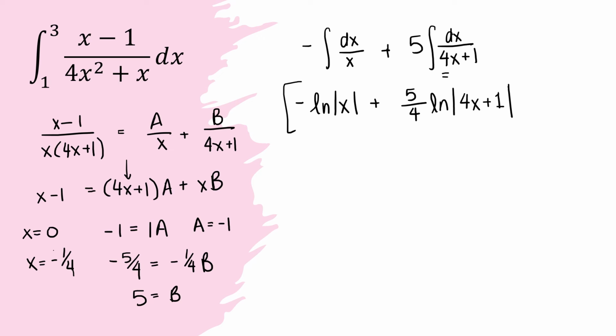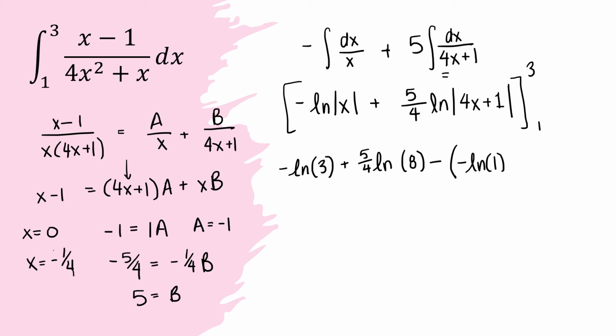And there's no plus c because we're going to evaluate this between x equals 1 to x equals 3. So let's just plug in some numbers, see what happens. We're going to have negative ln of 3, I can draw my absolute value, plus 5 over 4 ln of 8. And then we're going to subtract, and big brackets to protect it, negative ln of 1 plus 5 over 4 ln of 5.